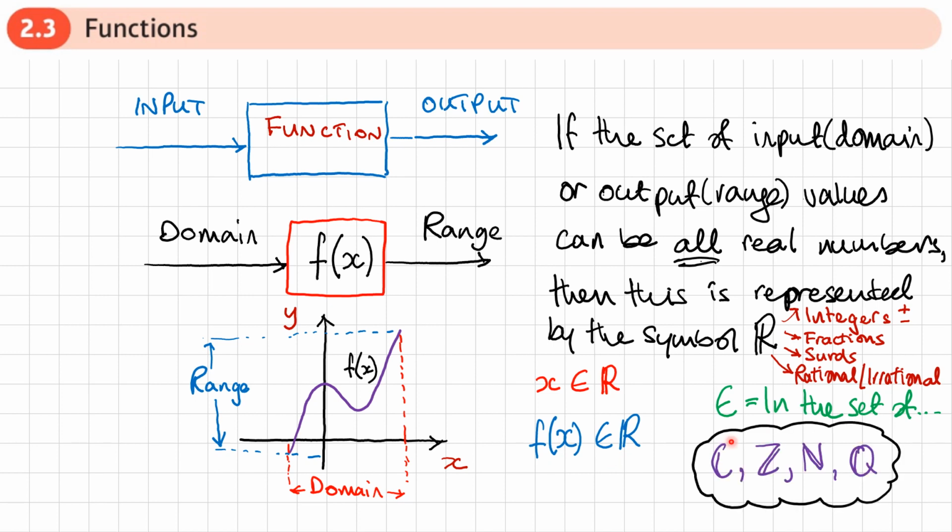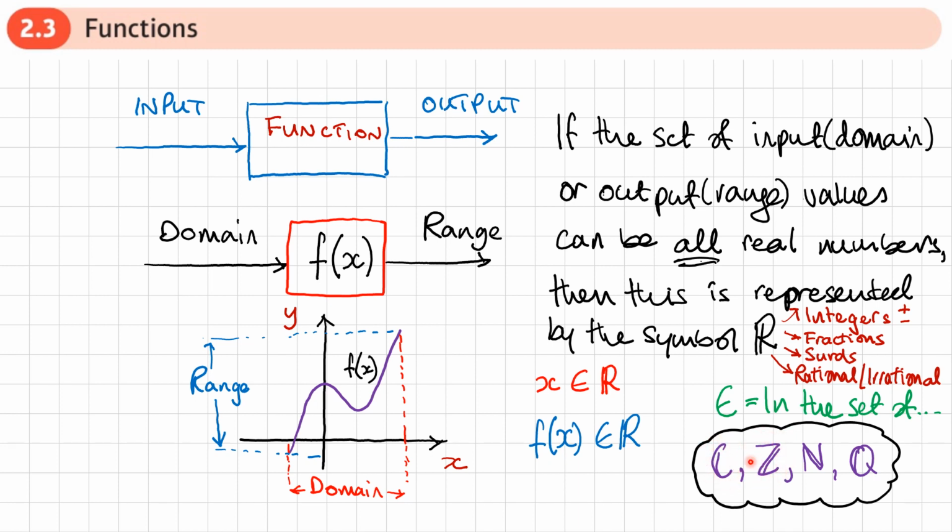Now there are other sets of numbers as well. I'll just tell you these out of interest. You don't need to know these for A-level maths. A couple of them you would need to know for further maths if you study further maths. So C stands for complex numbers. So if you do further maths, you'll learn all about complex numbers.